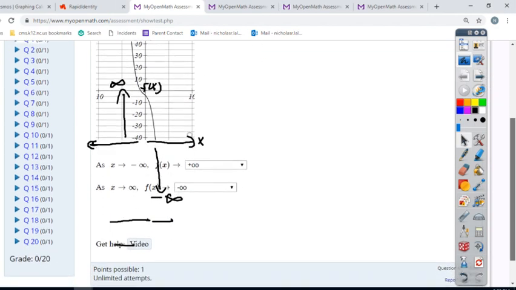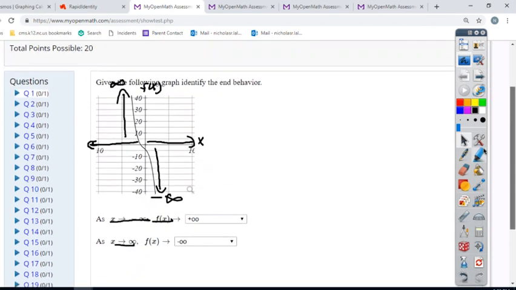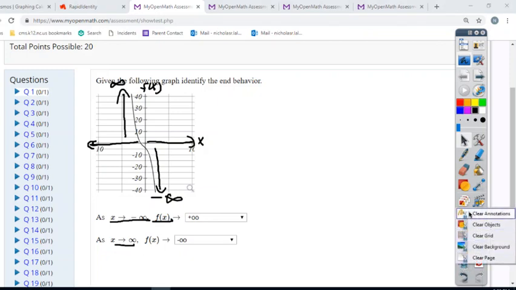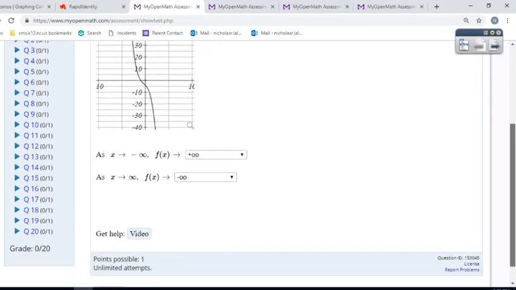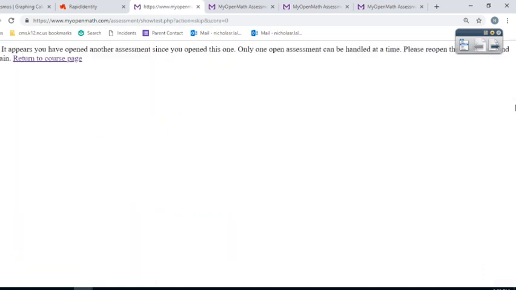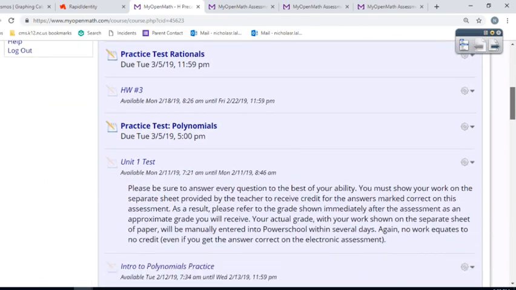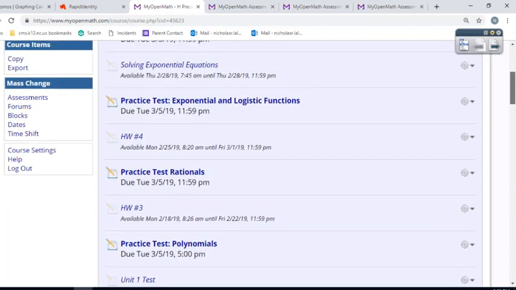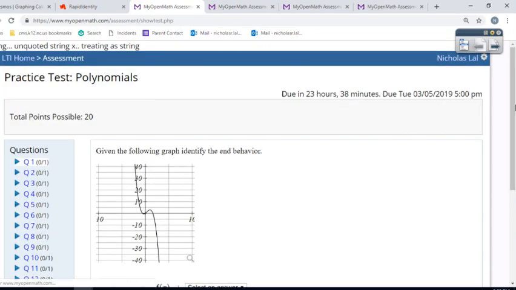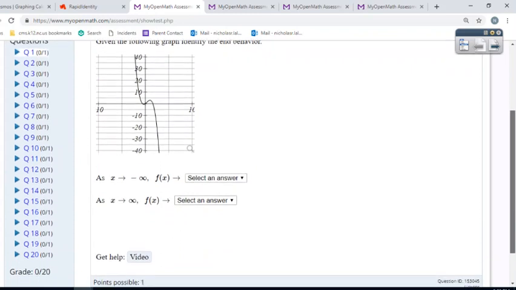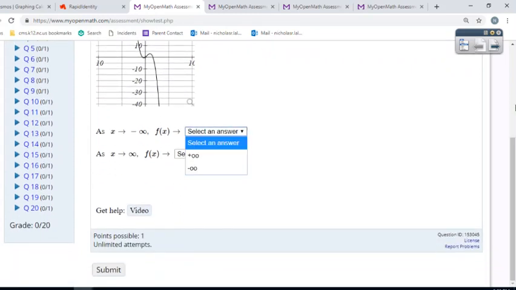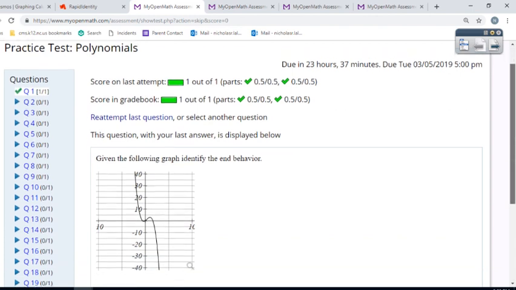Okay, so we're going to hit the submit button. So I'm going to clear annotations. Hit the submit. Negative infinity, infinity, infinity, negative infinity. Hit the submit button. Okay, here we go. We're allowed to submit here.